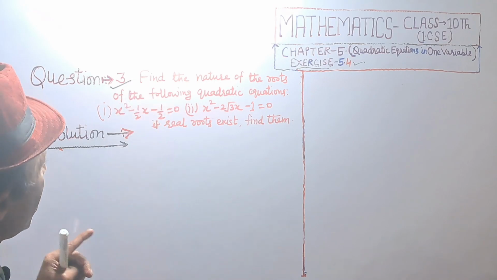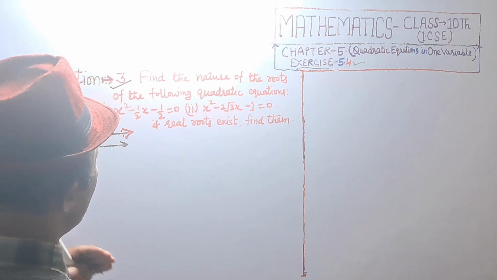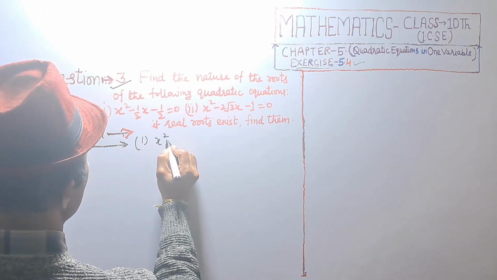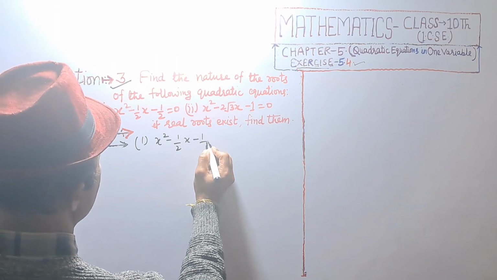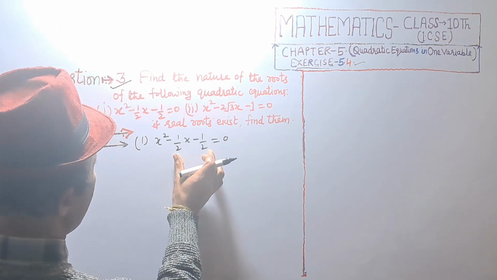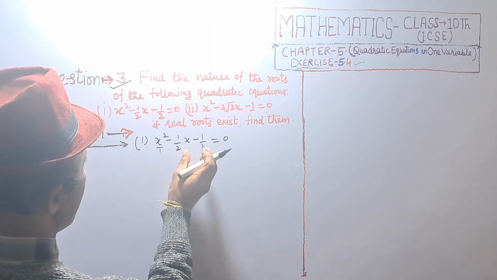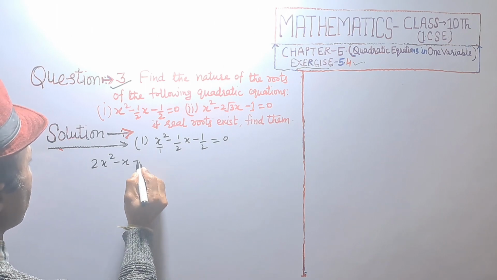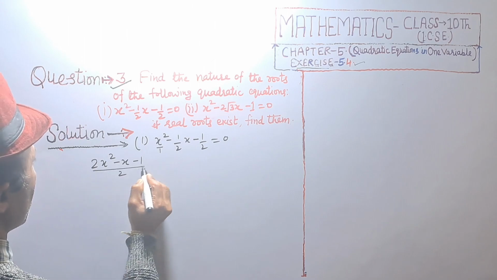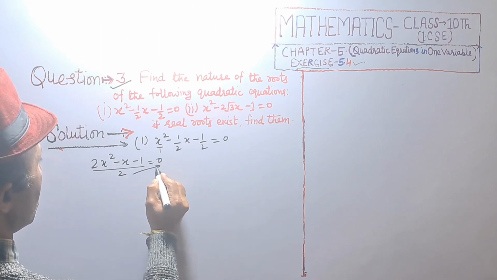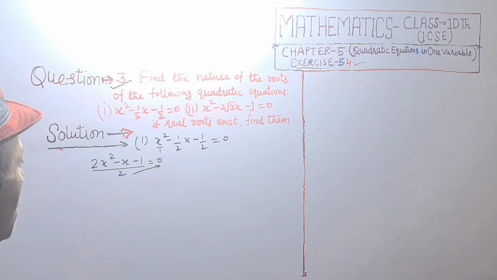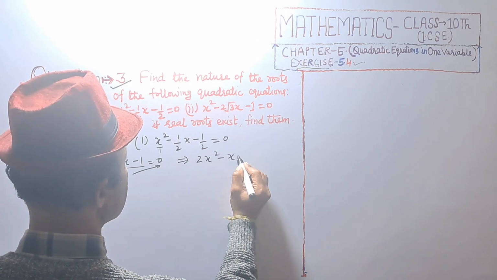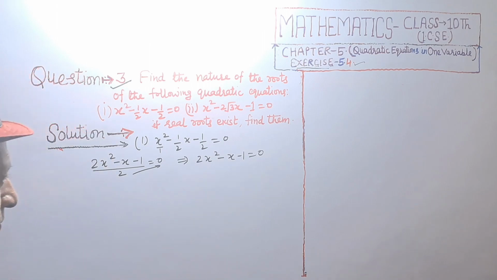Question number 3. Find the nature of the roots of the following quadratic equation. First part: x^2 - 1/2 x - 1/2 = 0. First of all, the LCM is 2, and 2 multiplied by x^2 gives (2x^2 - x - 1) divided by 2 equal to 0. And 2 is directly multiplying by 0, this will be 0, and we get a quadratic equation 2x^2 - x - 1 = 0.